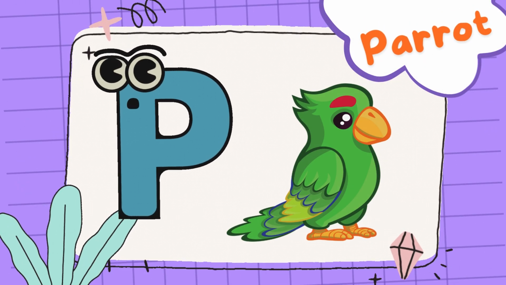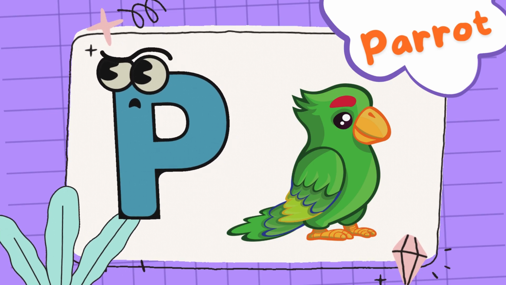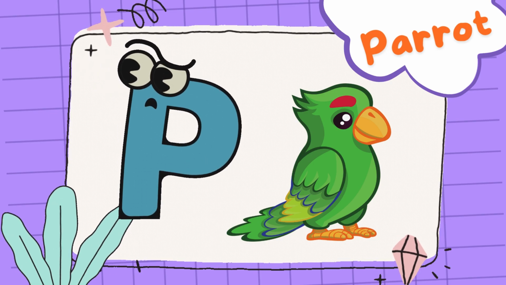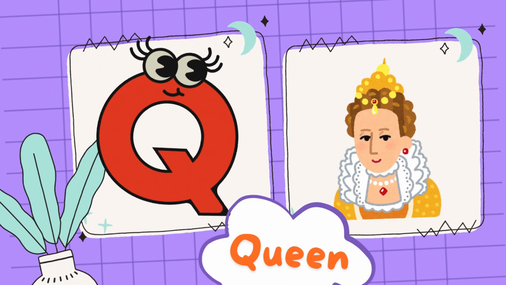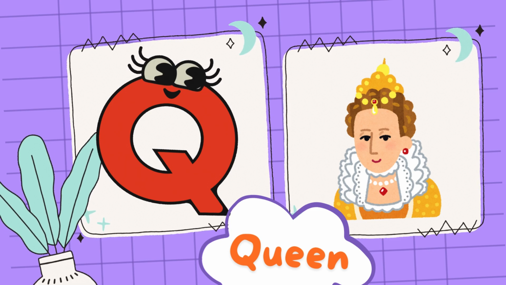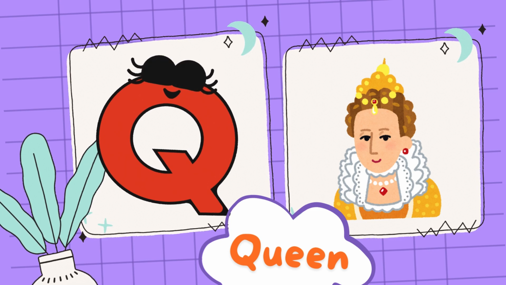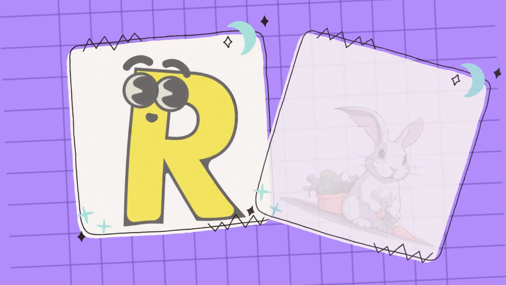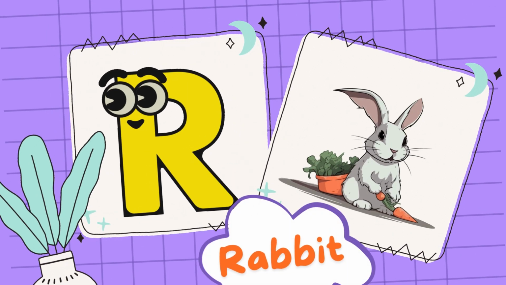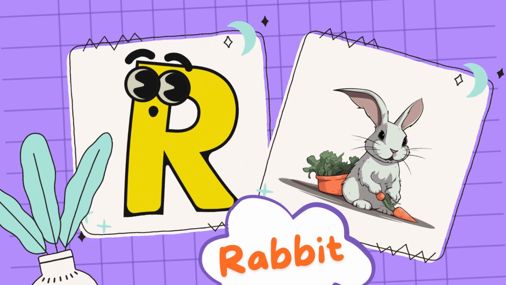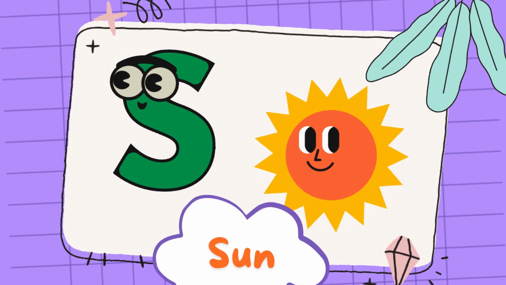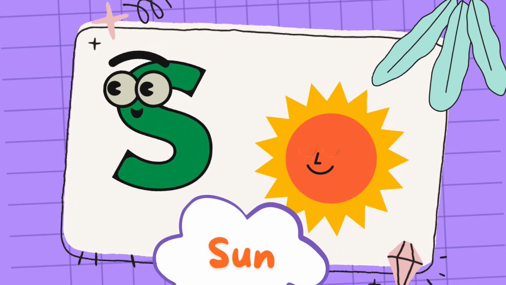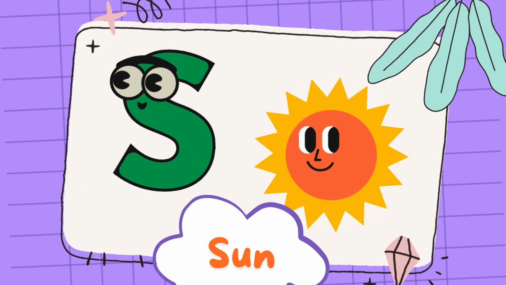P for parrot. Q for queen. R for rabbit. S for sun.